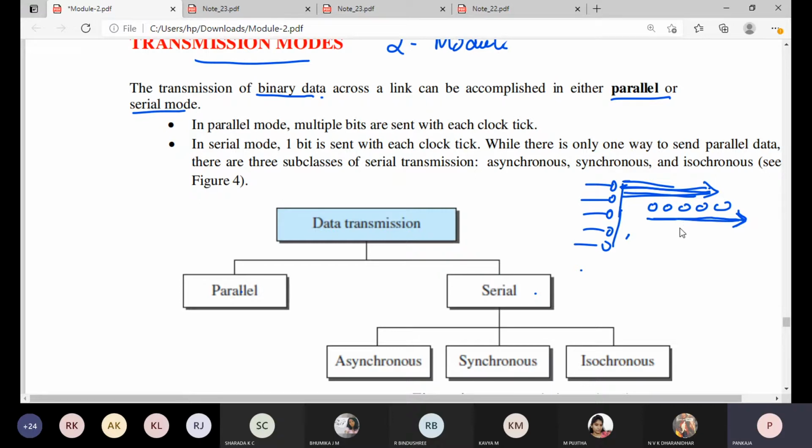In serial mode, one bit is sent with each clock tick. This is the representation of serial mode. Each clock tick it sends only one bit, next clock tick the second bit. Like that, it sends the data bit by bit. That is called serial mode.